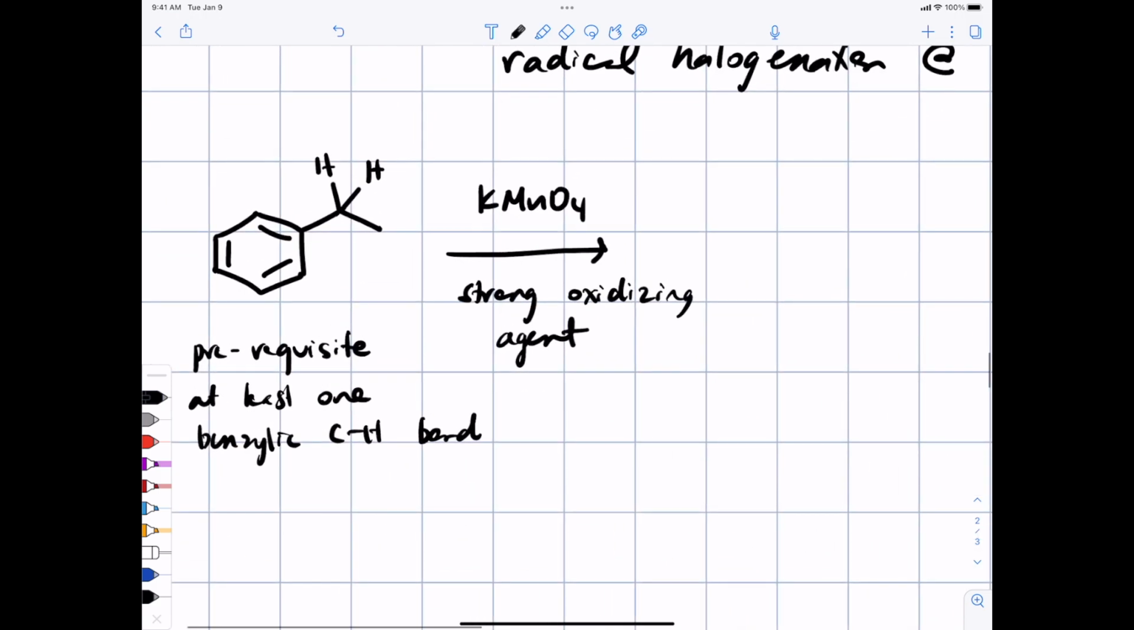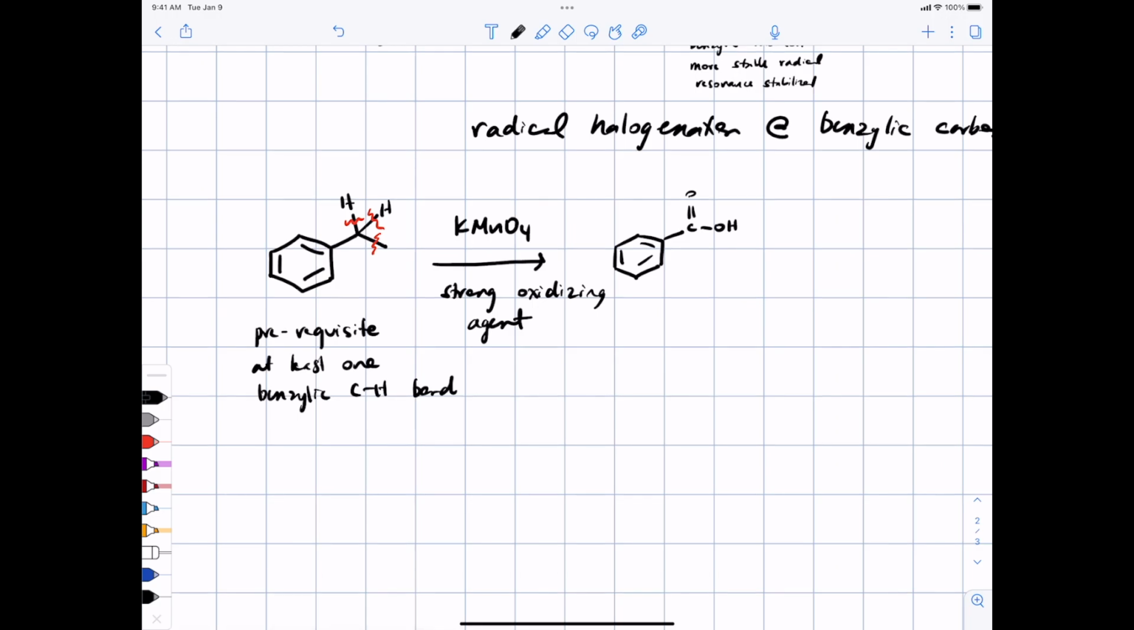If you have at least one benzylic CH bond, this KMnO4 reaction breaks all of the bonds between the benzylic carbon and its substituents, but as I said, at least one of them has to be a proton, and it replaces them all with carbon-oxygen bonds. So it's kind of magic as far as we're concerned. There is a mechanism, we're not worrying about it, but this will convert an alkyl group into a carboxylic acid.